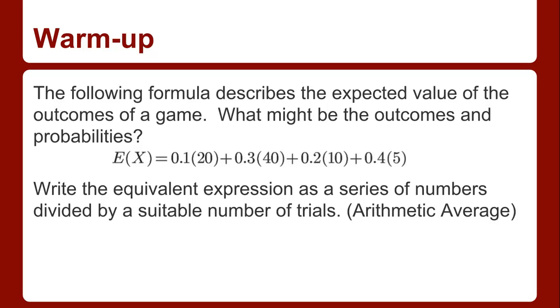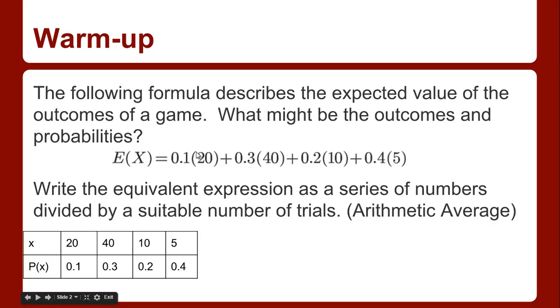Okay, so in this case, your number of outcomes is 4. There's 4 different outcomes here, and the outcomes are 20, 40, 10, and 5. So that could be $20, $40, $10, and $5. Your probability is 0.1, 0.3, 0.2, 0.4. Now that we've figured out what the probabilities are, you can see those are the probabilities. This is the total number of outcomes. These all add up to 100%.